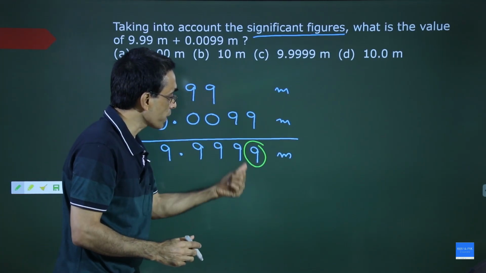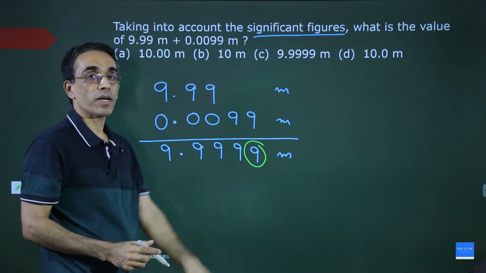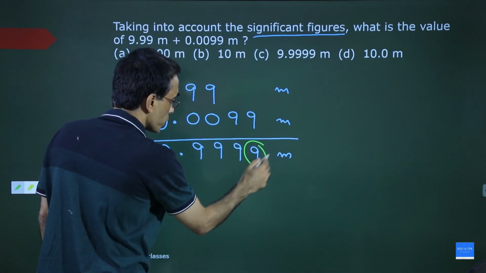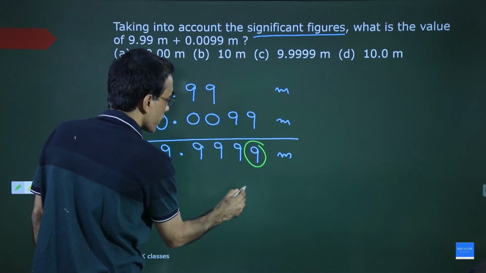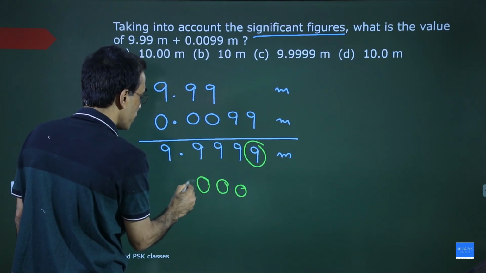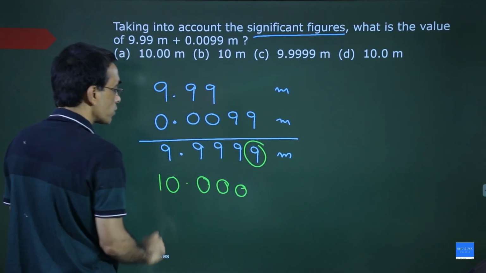And when this 9 is to be removed, then this should be increased by 1. So what will be your answer? If you remove this, then this will become 10. And that one will make this 10, and that one will make this 10, and that one will make this 10. So this will be your number.